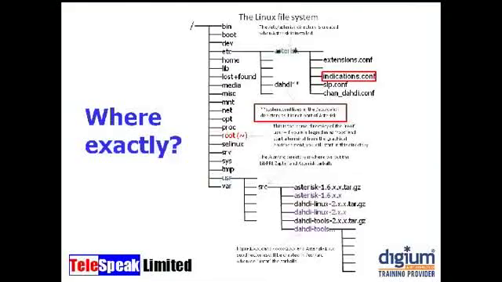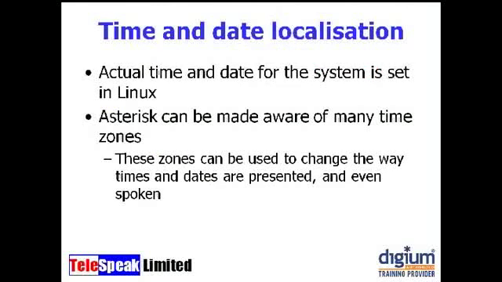Okay. Right. So the time and date is an important thing to change, especially around voicemail. And the time and date is set in Linux. So Asterisk uses the system time for all its dealings. And Asterisk can be made aware of many time zones. And these zones are not just talking about the actual time zones, but we can get down into detail about the way that times and dates are spoken. For instance, over here in the US, there seems to be a preponderance to say September 30th. But over in Europe, we tend to say the 30th of September. And Asterisk can handle all this right down to the way you pronounce a 0. Is it 0 or is it an O?